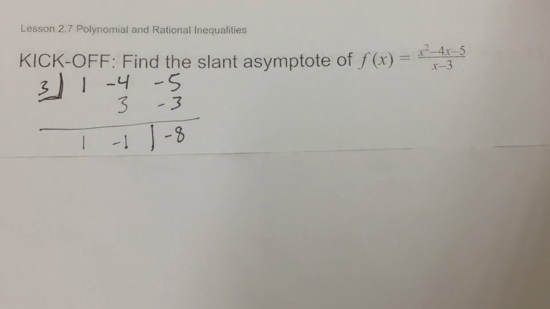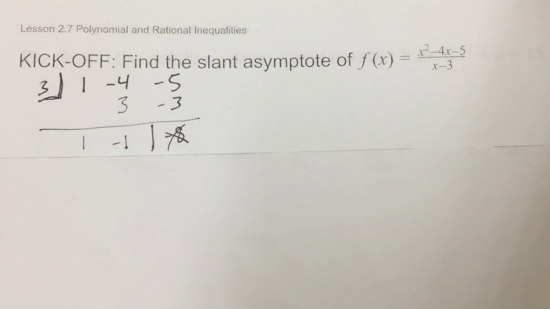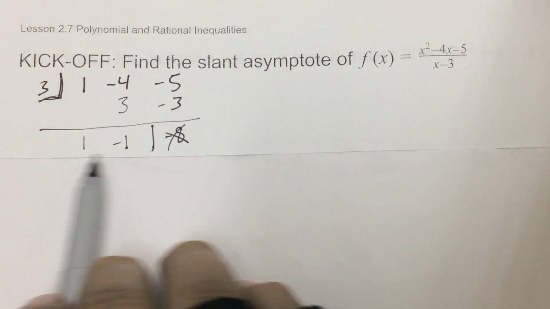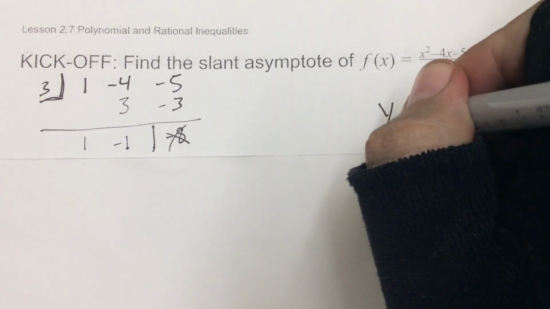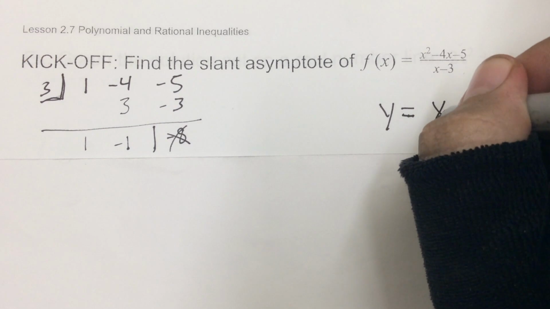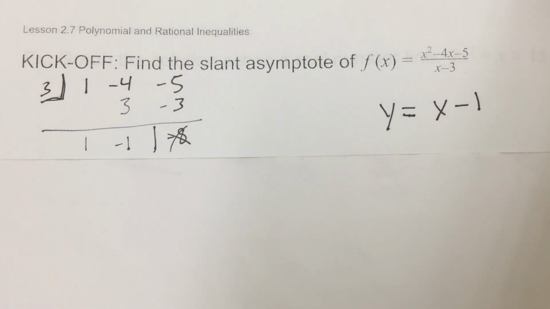Now, the last number, we put the little line to separate it. That's going to be a remainder. We don't worry about the remainder with our slant asymptote. We're worried about these two, the quotient, which remember, this is the constant, this is the x term, so our slant asymptote would be y equals x minus 1. The x and the minus 1. Okay? So that's how we get our slant asymptote.